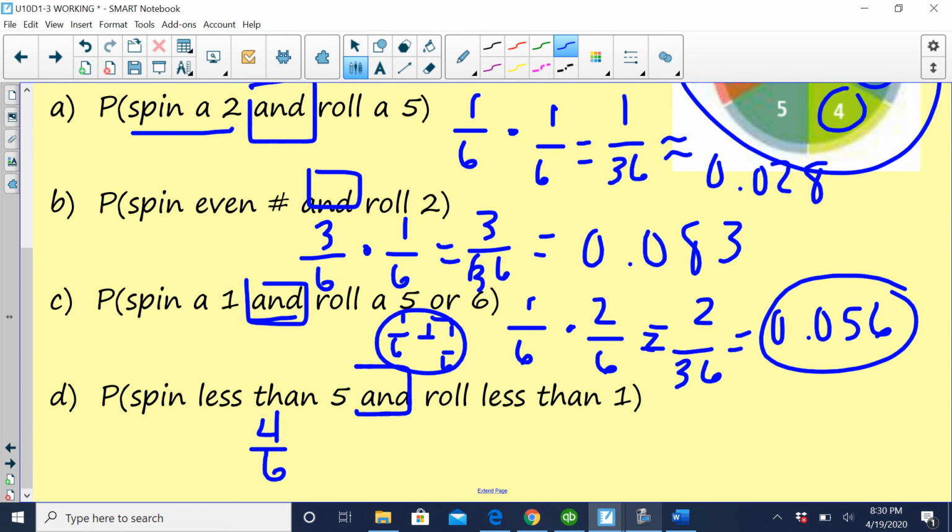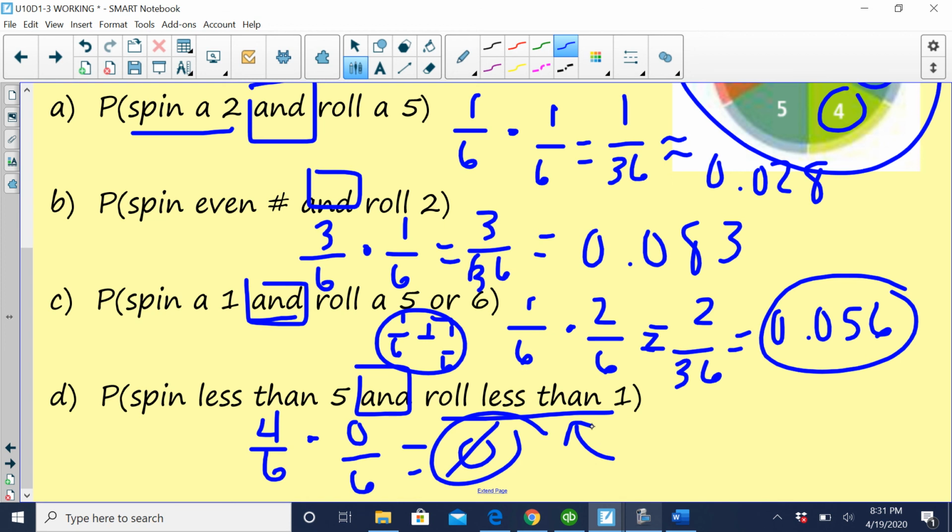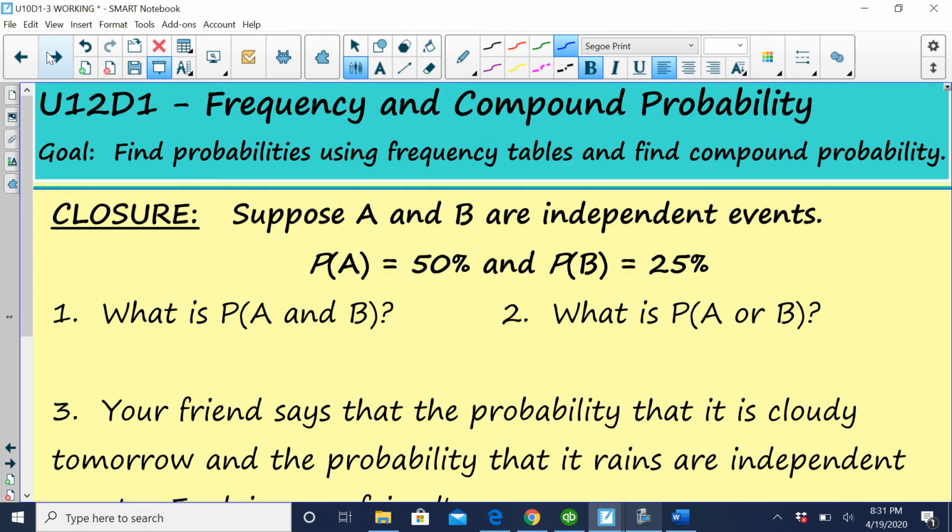It says and, I'm going to multiply. I roll a number less than 1. Okay, numbers that are less than 1 on that standard number cube. Can I have a number less than 1? It would be 0. That doesn't exist, so that would be 0 out of 6. When I multiply anything times 0, it's really 0. Since this second event cannot occur, that means that the combination of the two together cannot occur.